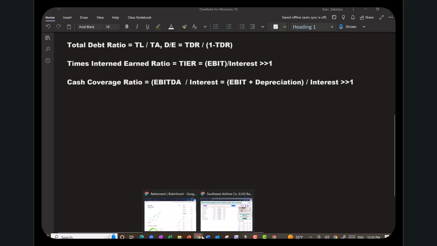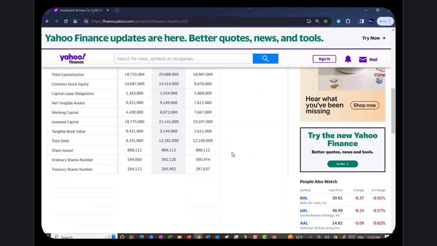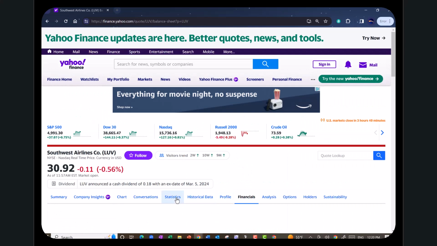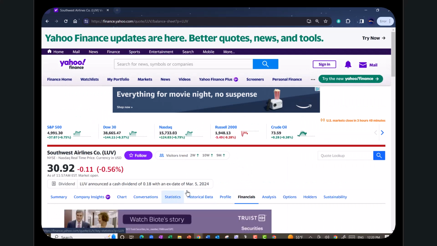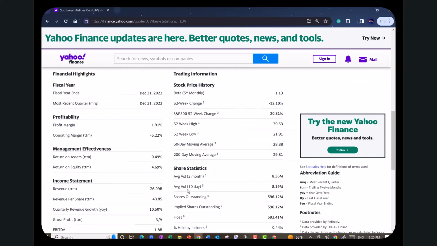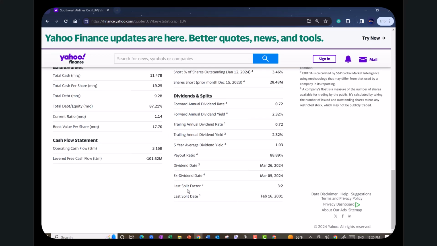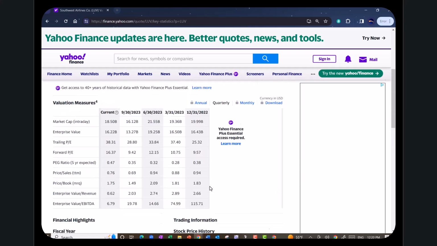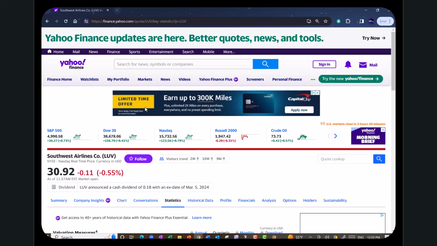Let me see if Yahoo also provides that. Let's look at the statistics. No, they do not. I guess if you're a premium subscriber, you would, but when you're a financial analyst, you have access to all of these in a database. So calculating those is not too much of a big deal.